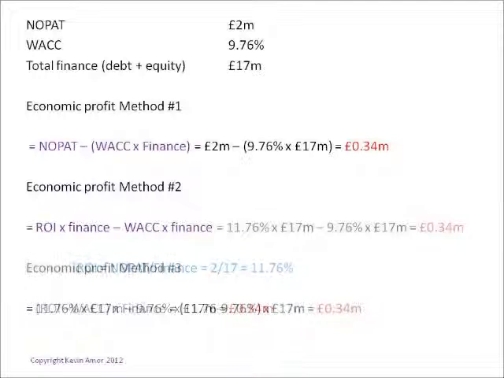The third method, well, to get to the third method, look at the second method again, and you'll see that in both terms you have finance. So pull the finance part out, and you're left with return on investment minus the WACC, both of which are multiplied by finance. That's 11.76 minus 9.76 multiplied by 17, again 0.34 million. They are all identical to each other.